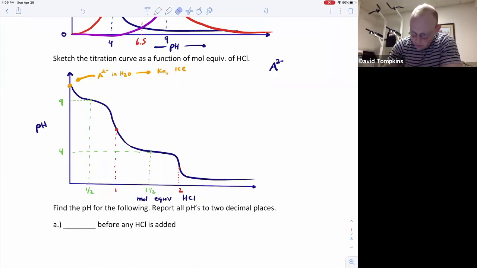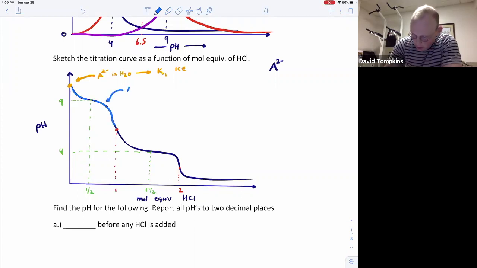Conversely, I guess we should better say this is Kb1 because it's a conjugate base. It's still an ice table whenever you have something weak by itself, though. Anywhere in this region here, it's a buffer.